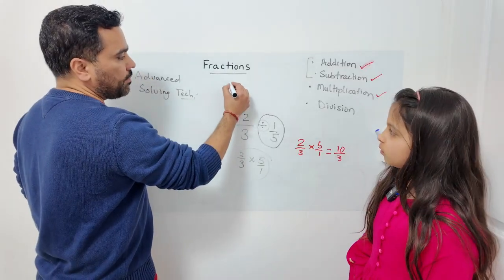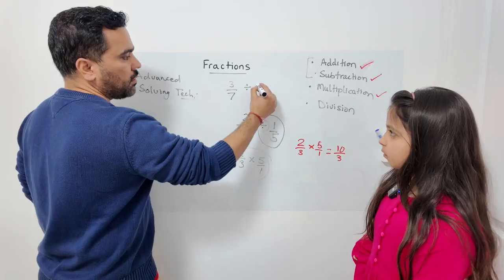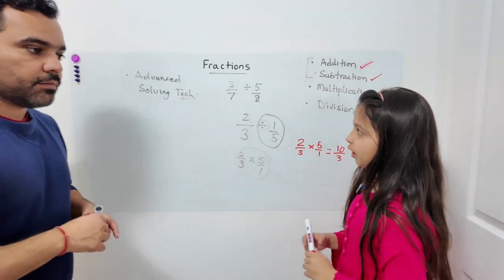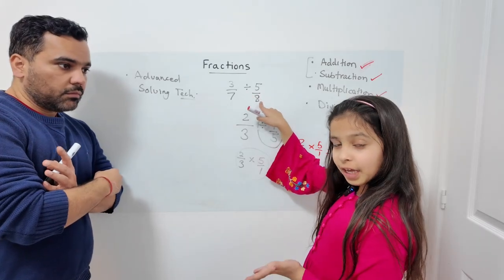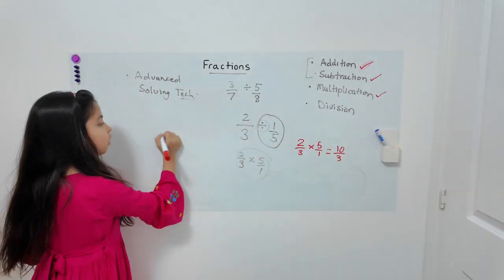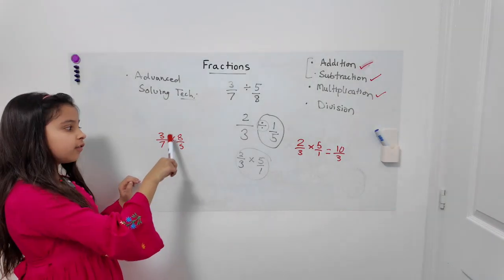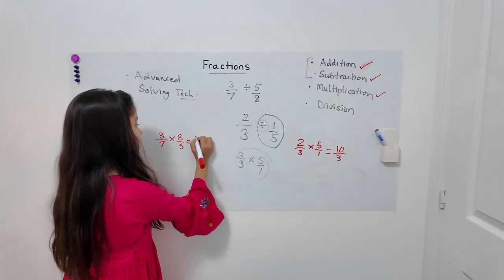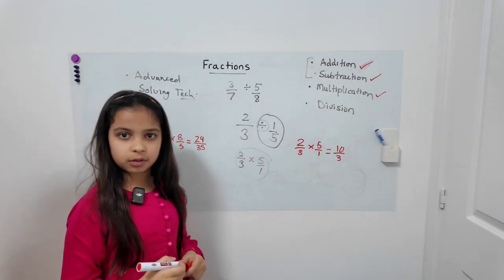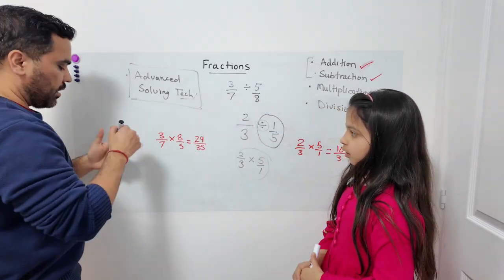Say let's pick 3 by 7 divided by 5/8. So how would you do it? So you have to take the division and the 5/8 and switch it around. So it will become 3/7 times by 8/5. Since none of the diagonal numbers are multiples, you can just straightaway multiply. 24/35 will be your answer to this question. Well done. And let's cover the advanced solving technique in the end.